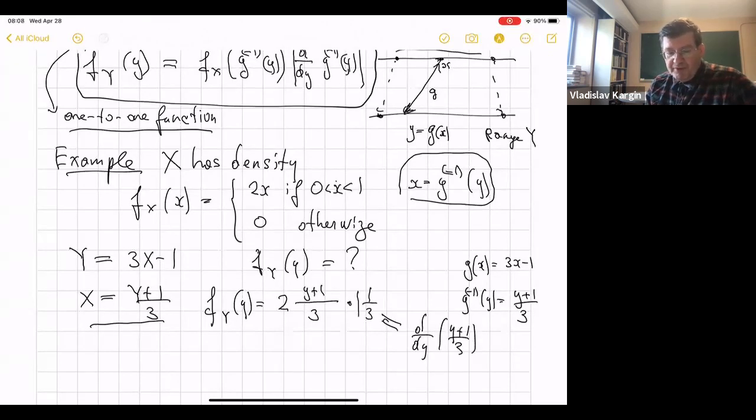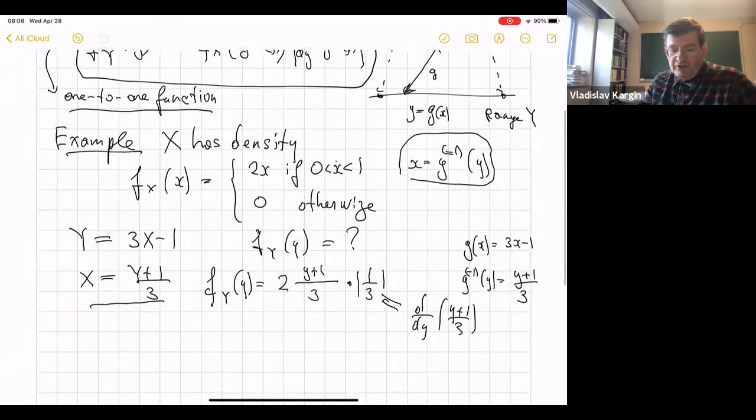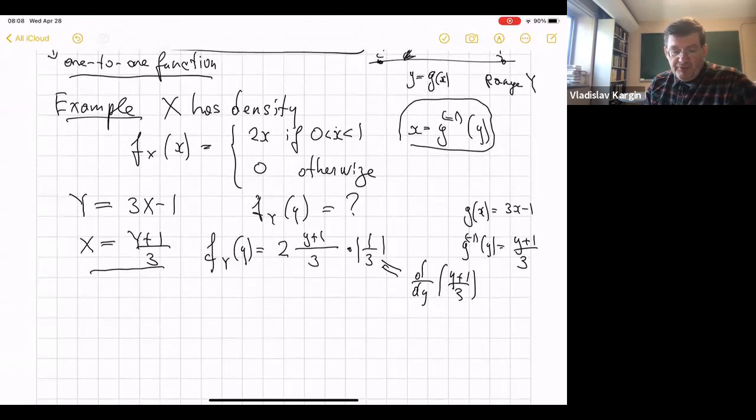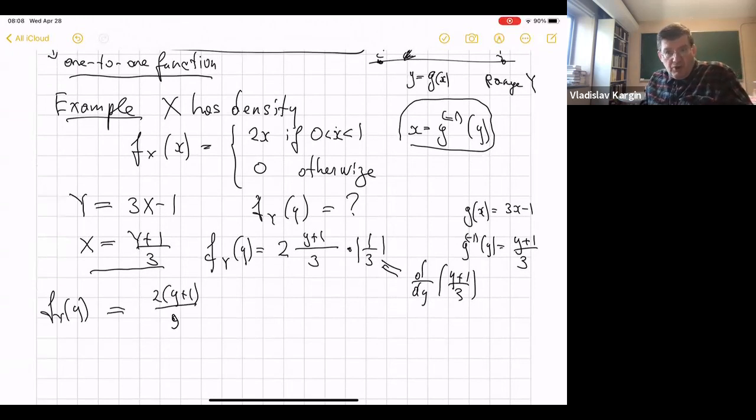In principle you need to write the absolute value, but the 1/3 is already positive. So eventually we get that F_Y(y) is equal to (2y + 1)/9. The only thing that remains is that this is only true on the range of y.